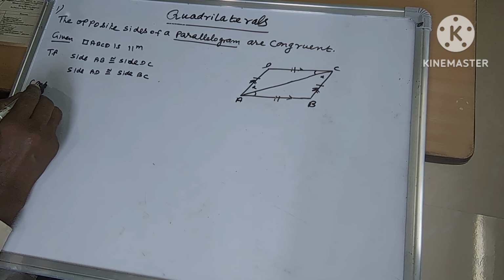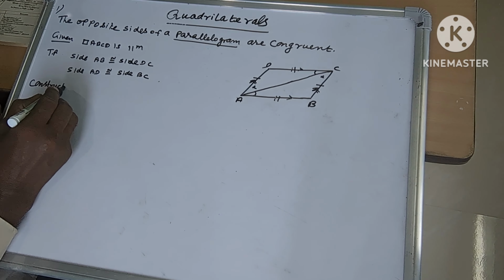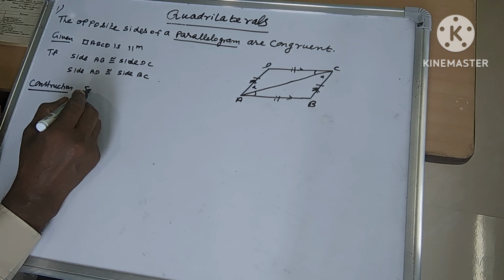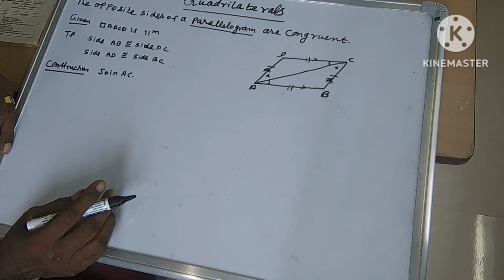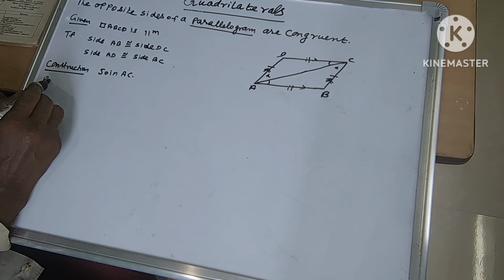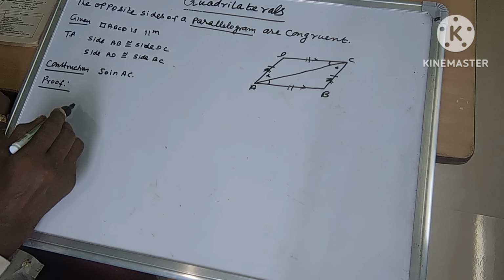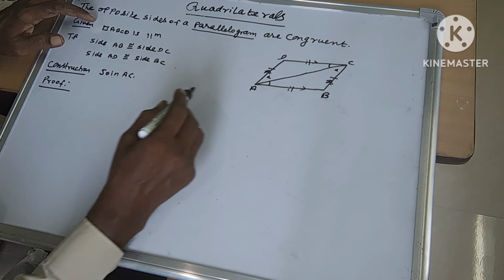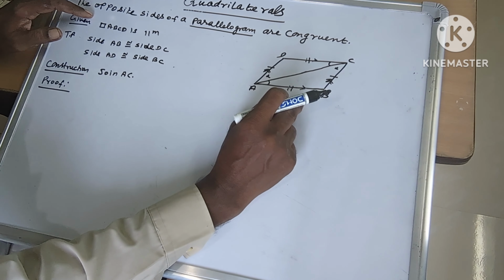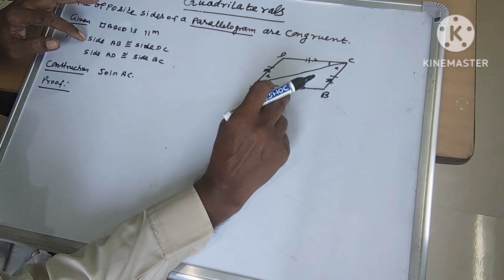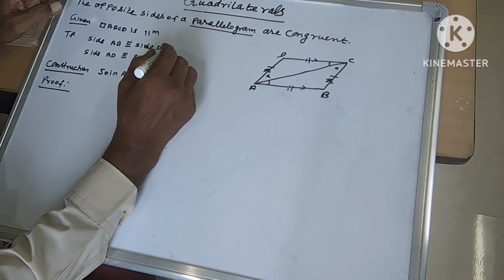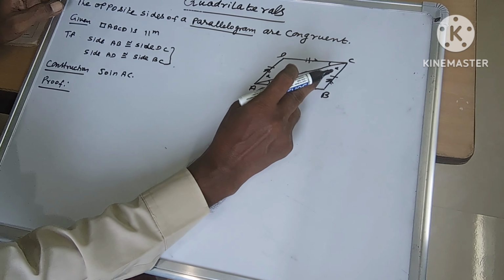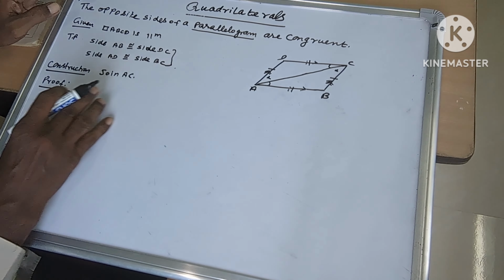Now one small construction. The construction is: join AC. That is the diagram. We draw the diagram. Join AC. So now the proof. The given quadrilateral is a parallelogram. In this parallelogram we have to prove opposite sides AB and DC, AD and BC are congruent. This we have to prove. Now join AC.